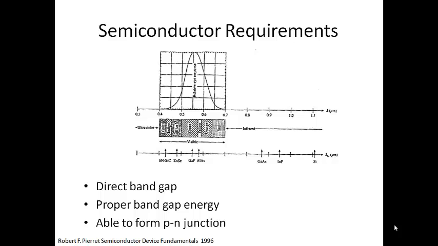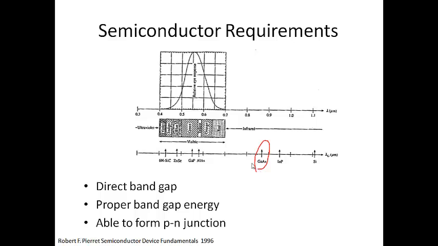Here's a graph I quoted from the book Semiconductor Device Fundamentals. From the graph, there are only several materials that are qualified as the LED semiconductors within the visible light region. Here, gallium arsenide is ideal, except its band gap is too small.